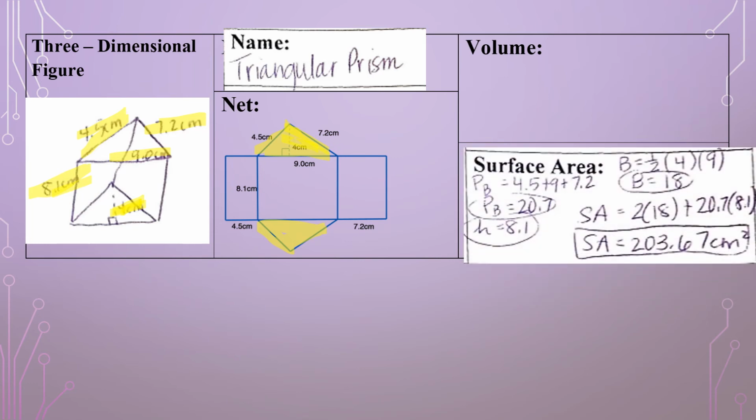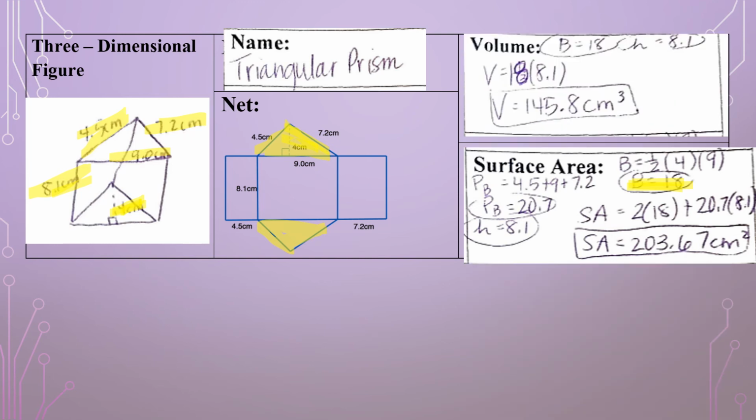So I did surface area here first. I don't know why, but it doesn't matter which one you do first. Either way, you can reuse your B. So the B is 18 because I have to do 1/2 base times height. The perimeter, you add up all 3 sides of the triangle and you get 20.7. And then the height of the solid itself is 8.1. So plug that into your surface area equation for a prism, and then you get 203.67 centimeters squared.